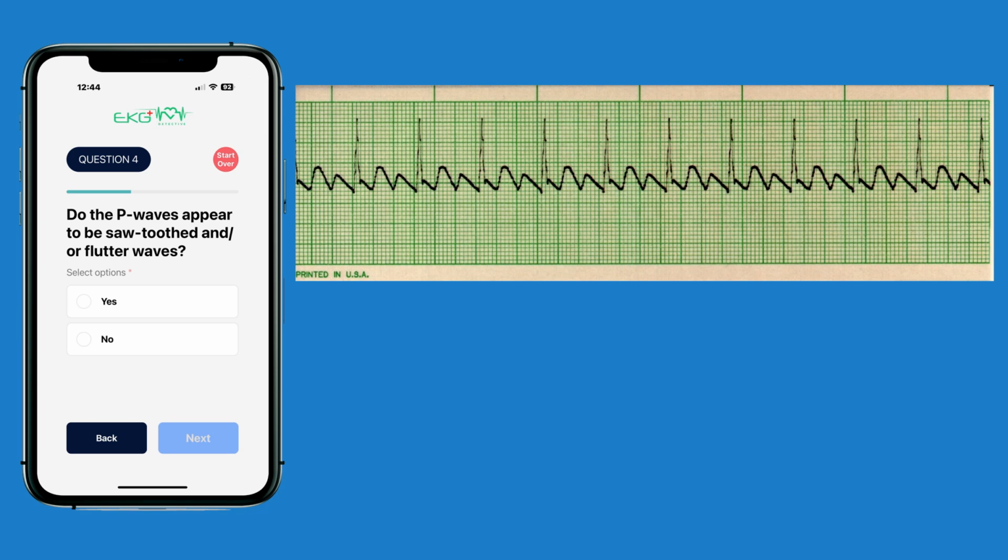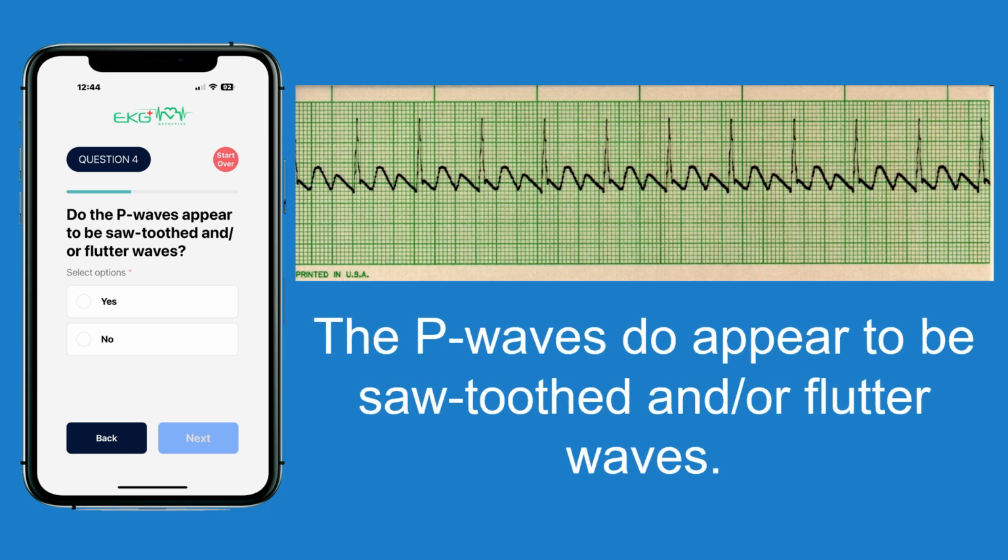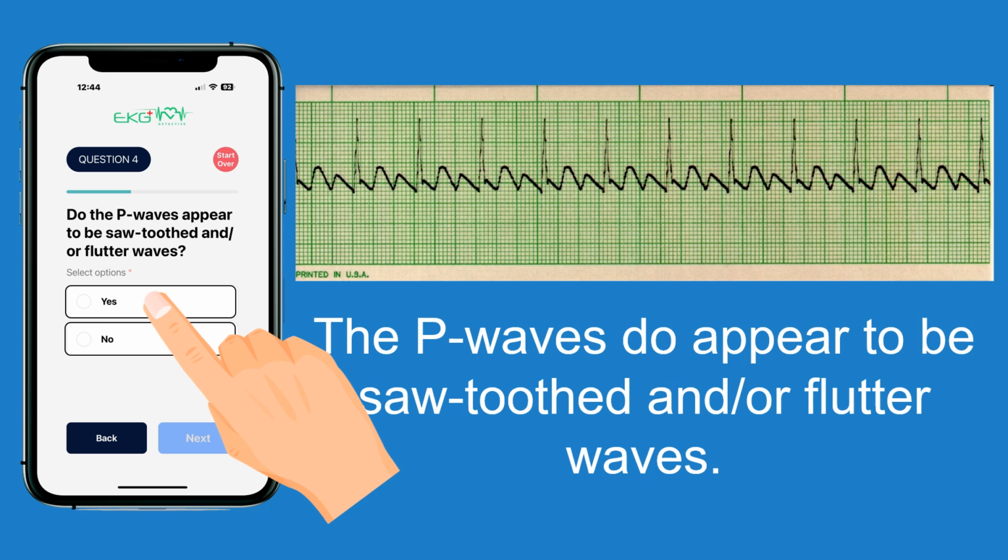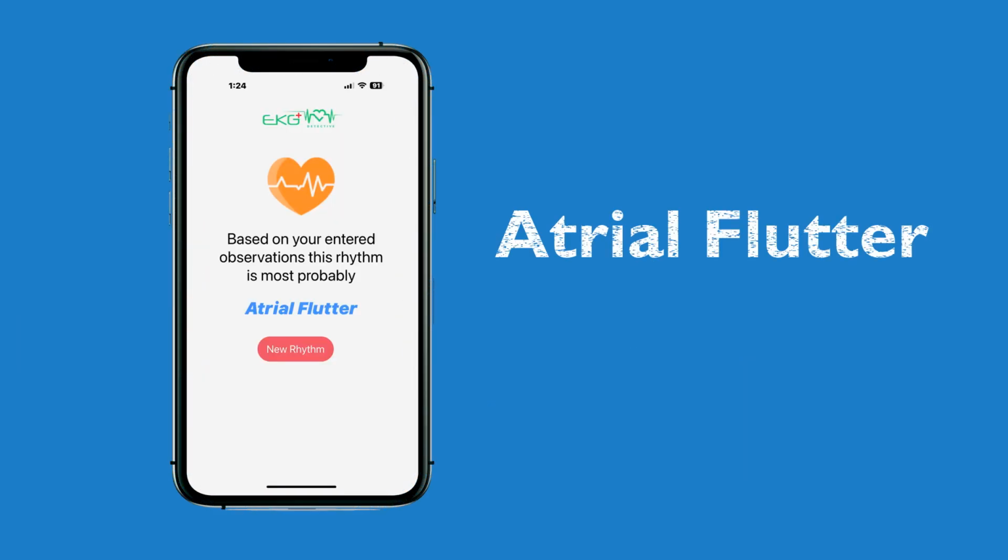Now that we have marched out the P to P waves and have determined that we actually do have sawtooth and/or flutter waves, we will go to the app, select yes, and then we will hit next to go to the next screen. And that last screen, or the next screen, will actually be the atrial flutter that we've been dealing with.